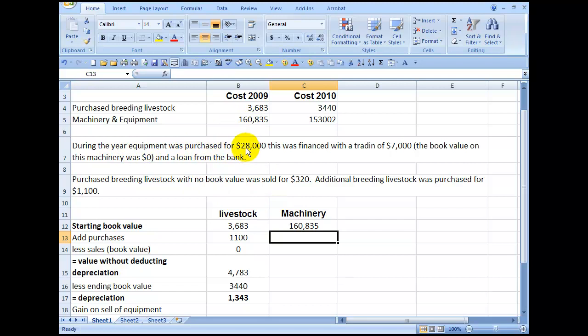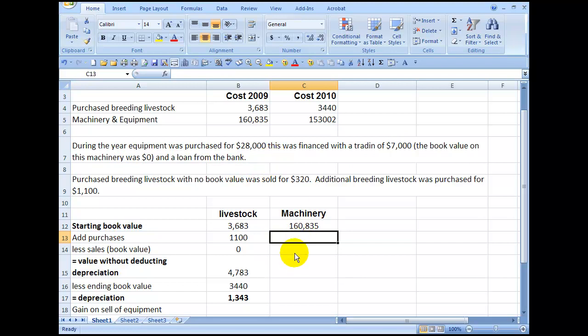During the year, equipment was purchased for $28,000, and it was financed with a trade-in of $7,000 and a loan from the bank. So you borrowed $21,000 from the bank and gave them equipment for a trade-in value of $7,000, but the book value was $0.